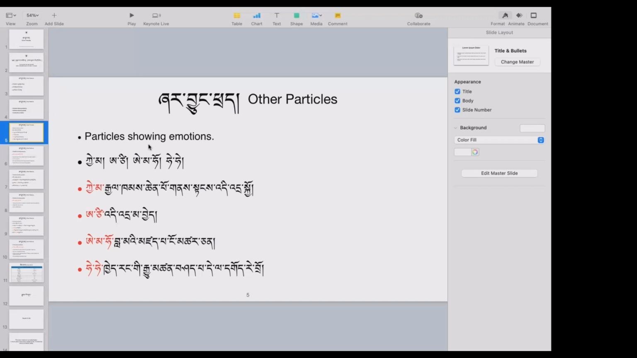So these particles could be understood more like an interjection, an exclamation, that is. So we have four particles here. First one is kema. The second one is atsi. And the third one is emaho. And the final one is hehe.